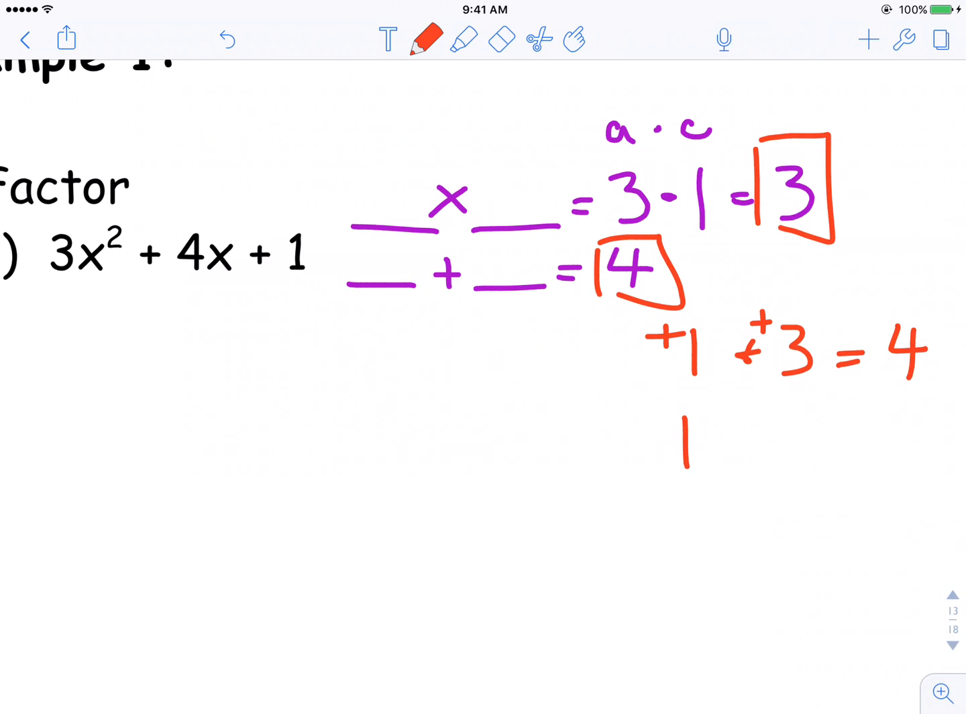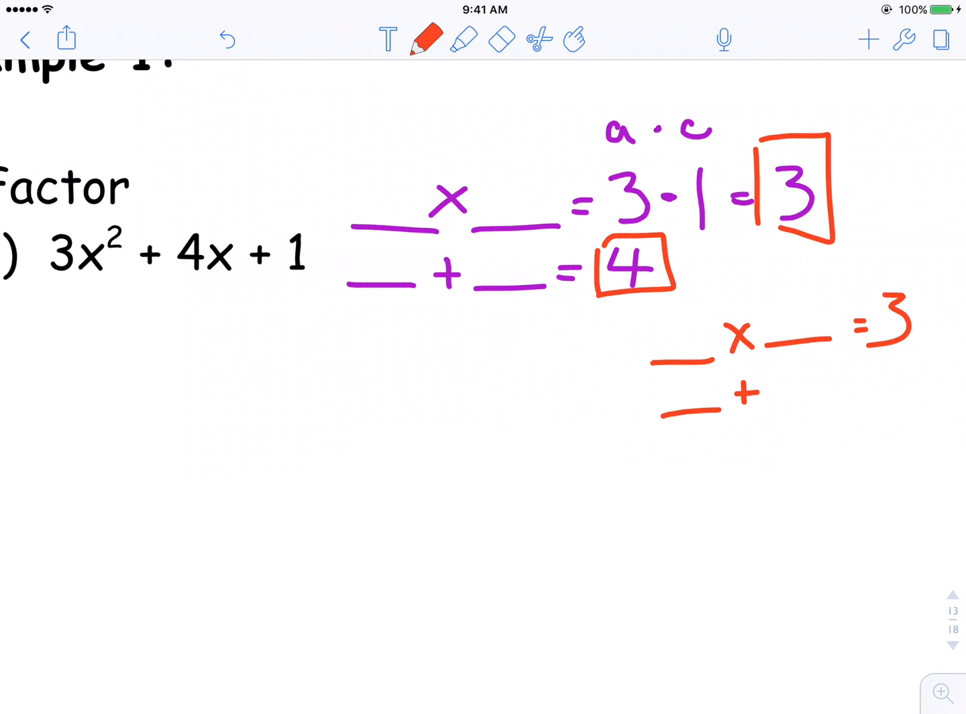So I should write this in the order that we do them in. Okay, I look for two numbers that multiply together to give 3, but those same two numbers add together to give 4. And why is it 3? Well, 3 comes from a times c. Those two numbers are going to be 1 and 3, both positive, 1 and 3.